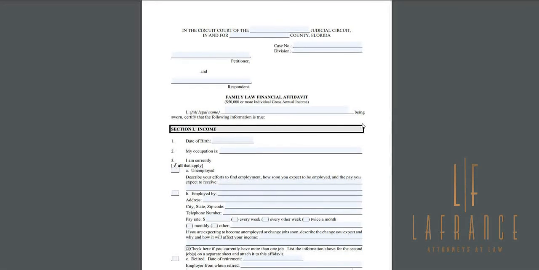One of the questions that we get a lot of times from our clients is how to complete the family law financial affidavit. The family law financial affidavit is something that's going to be required in all cases involving a dissolution of marriage, a paternity petition, anytime there's child support involved, equitable distribution of assets and debts. So what I thought we would do is take a little bit of time just to explain the process and hopefully educate you on how to complete this form.